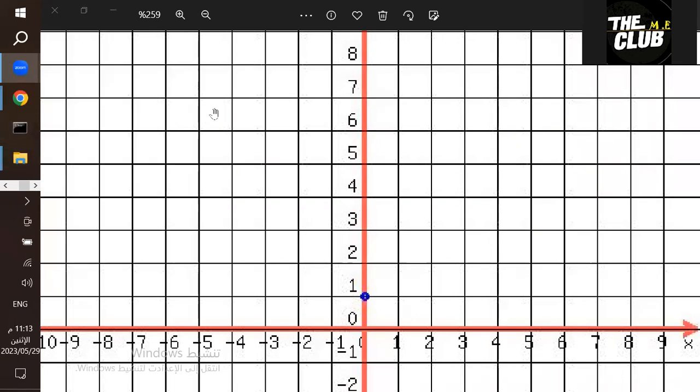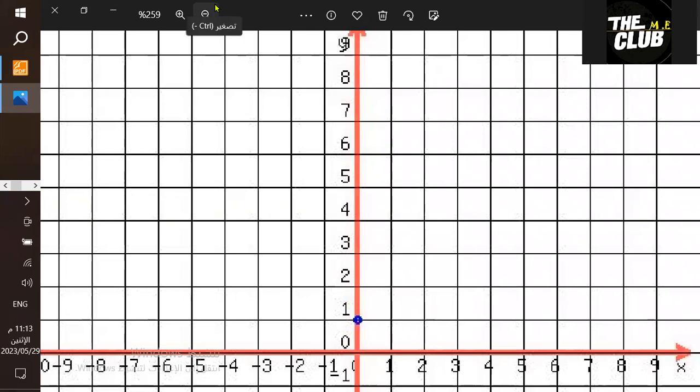Okay. There's a question about enlargement, by the way. One of the papers. It was like this.